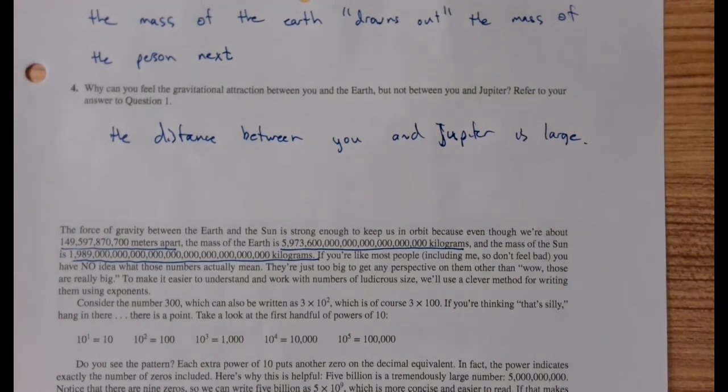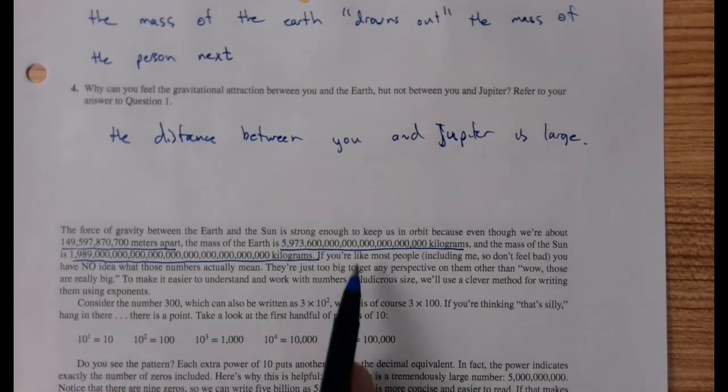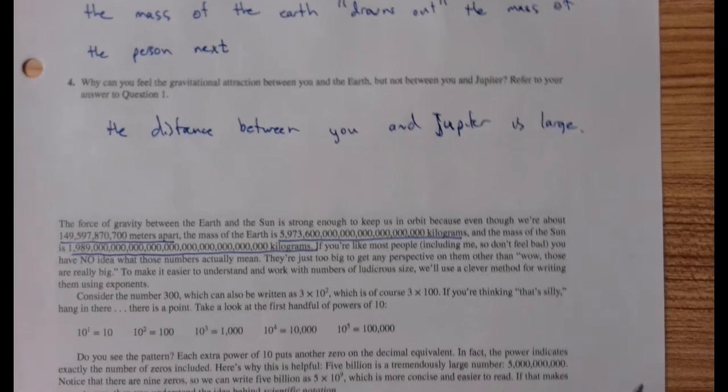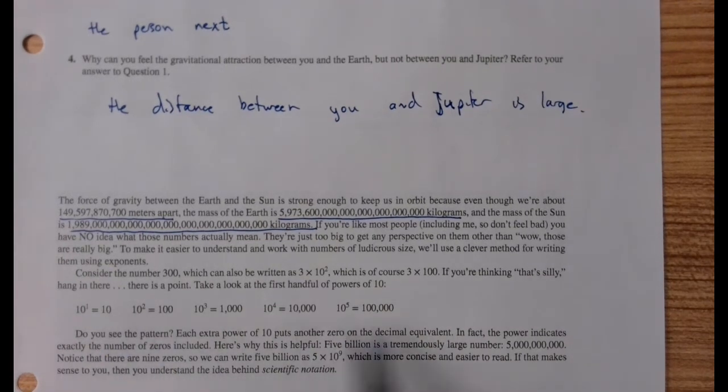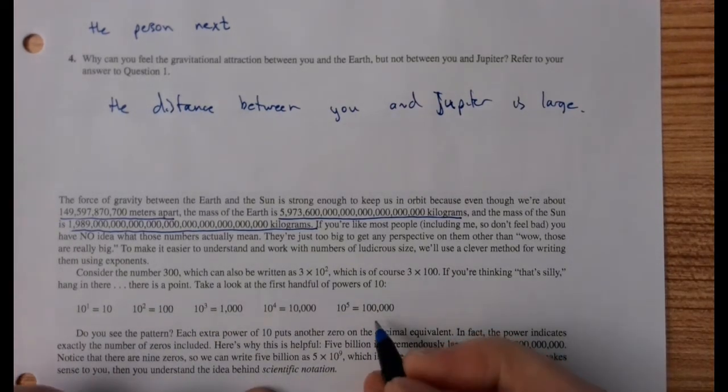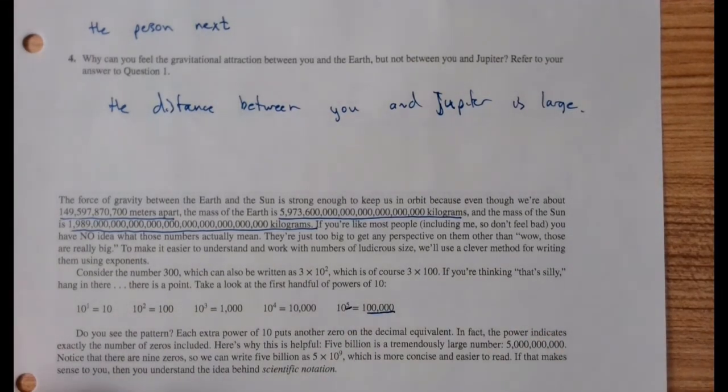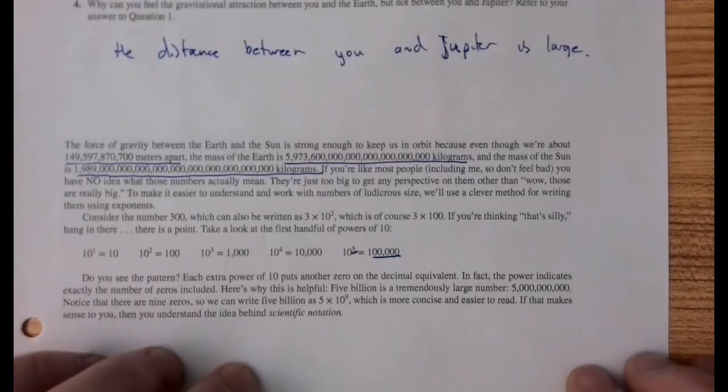So scientists and mathematicians came up with a handy way to write really large numbers like this that have tons of zeros. And here are the first five. 10 to the first power is 10, 10 to the second power is 100, 10 to the third is 1,000, the fourth is 10,000, the fifth is 100,000. Notice that the number of zeros here matches the exponent. And that leads us to scientific notation.